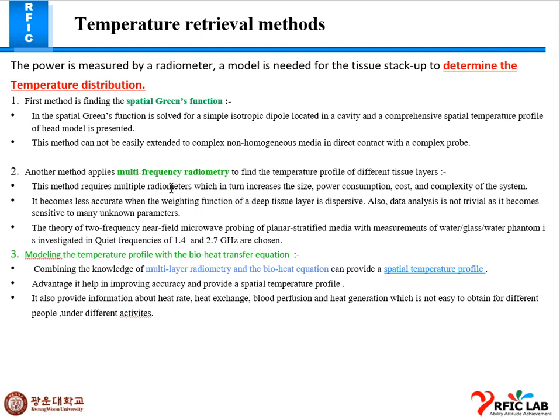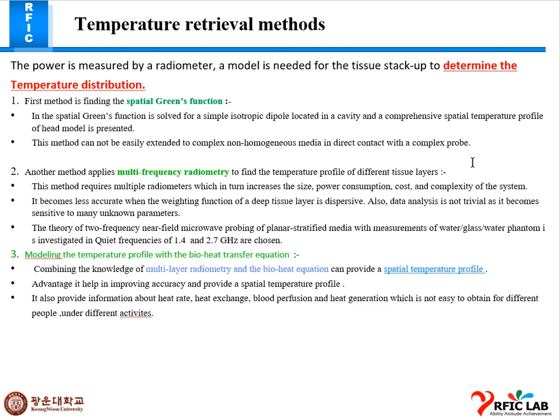Another method is the multi-frequency radiometer to find the temperature profile of different tissue layers. This method requires multiple radiometers, which in turn increases the size, power consumption, cost, and complexity of the system. It is less accurate when weighting the function of deep tissue layers, and the data retrieval can become sensitive to many unknown parameters. With these theories, two-frequency near-field microwave probing of planar static media, with measurement of a water, glass, water phantom, is investigated at frequencies ranging from 1.4 to 2.7 gigahertz.